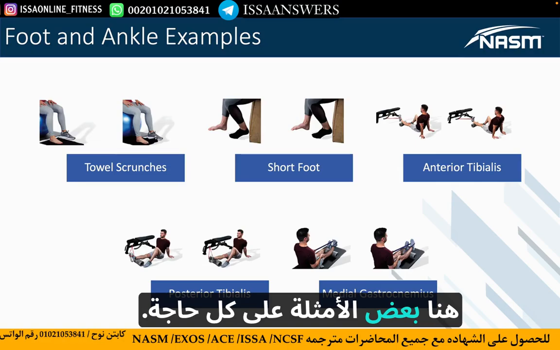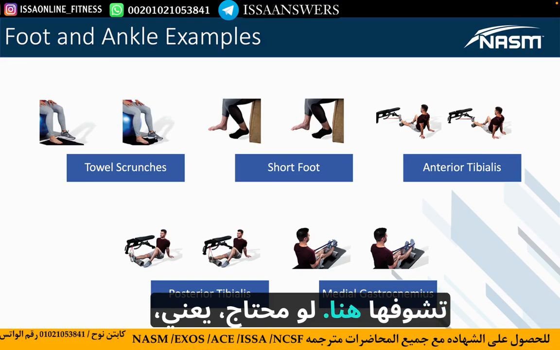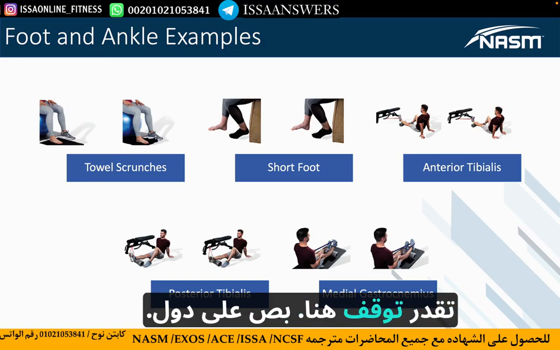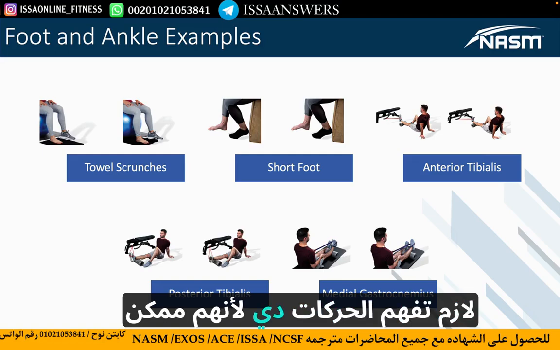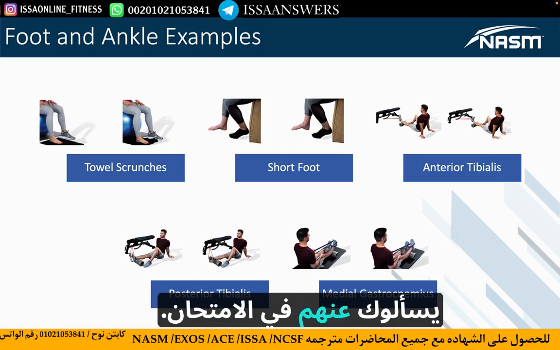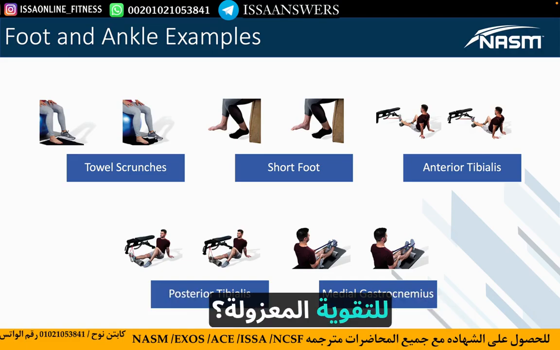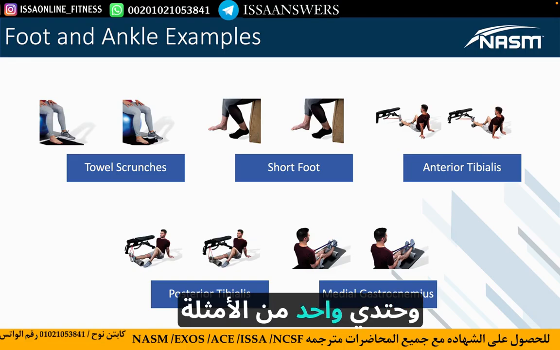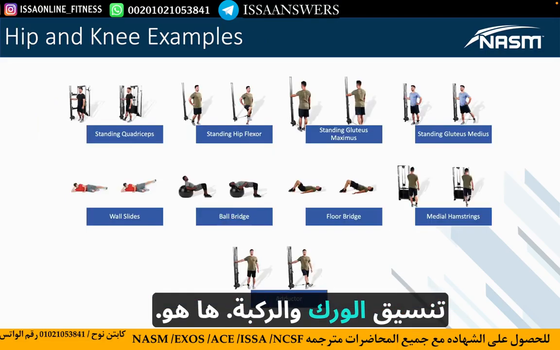So again, here are some examples of everything. This is your foot and ankle examples. You can see here if you need to, feel free to pause here, look at these, understand these motions, okay? You need to understand these motions because these will probably be asked of you on your test. What would be a foot or ankle exercise that would be appropriate for isolated strengthening? And you would give one of these examples for the foot and ankle. See how we can start placing ourselves into some testing formatting.